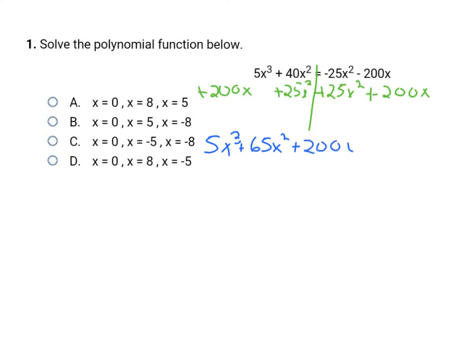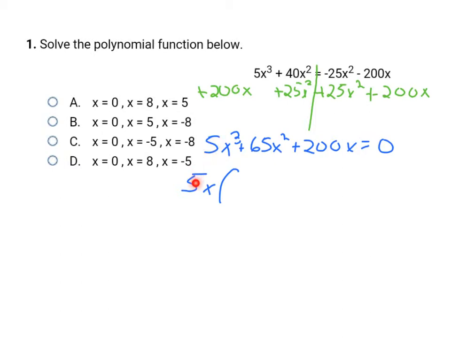200x equals 0. And so the first thing I wanted to see is if there's a greatest common factor I can remove. Well, 5, 65, and 200 all have a 5 in common, and x cubed, x squared, and x all have an x in common. So I'm going to write my greatest common factor out front, and then write a parenthesis, and then write what's left over once I factor out a 5x.